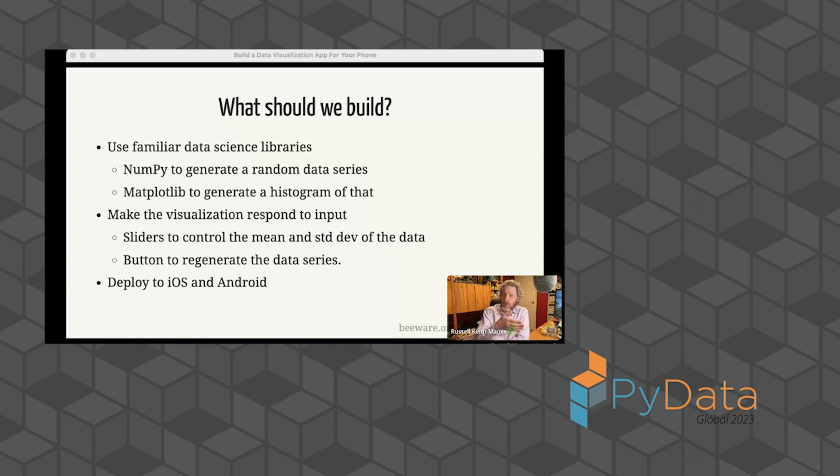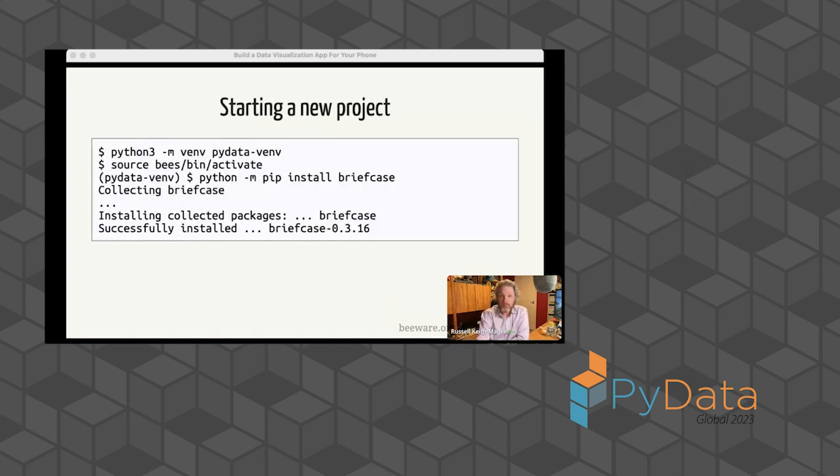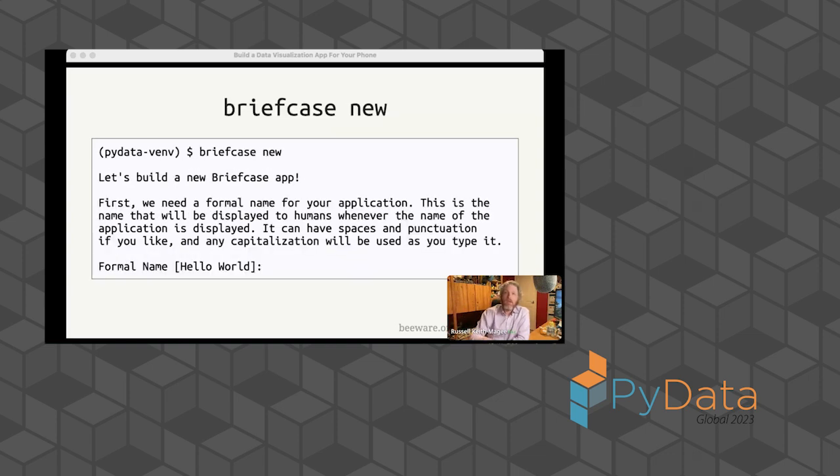So we'll deploy it to both iOS and Android from the same source code base with no modifications. So where do we start? Well, Briefcase has a wizard you can use to bootstrap a new app. So create a new virtual environment and install Briefcase, pip install briefcase. With Briefcase installed, you can then run the wizard to start a new project. You run briefcase new and you'll be presented with a list of questions with explanatory text.